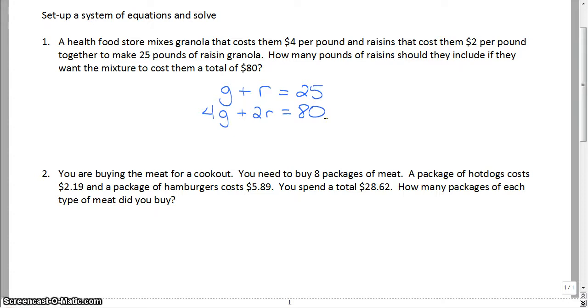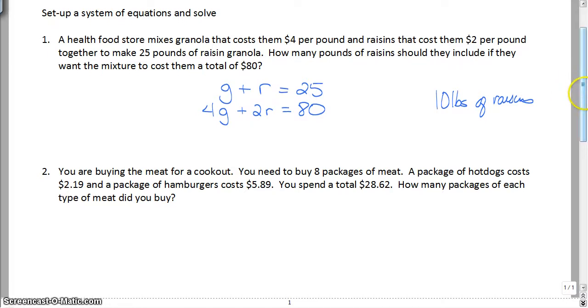From here, it doesn't matter. You can use substitution, you can use elimination, you can use Cramer's rule. When we get to inverse matrices, you can do inverse matrices. After you set it up, all you have to do is solve it and make sure you answer the question. So, number one, I will tell you that if you solve it correctly, your answer is going to be 10 pounds of raisins. So, if you'd like to attempt to solve it, that's the answer to the question.